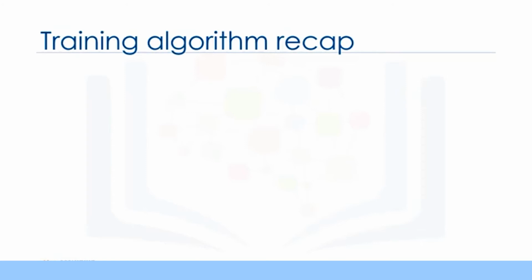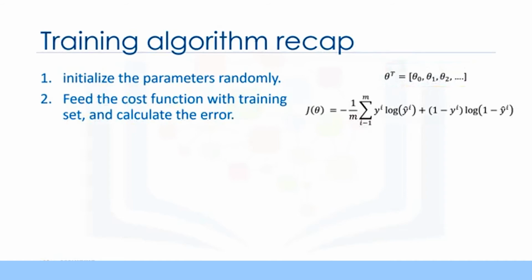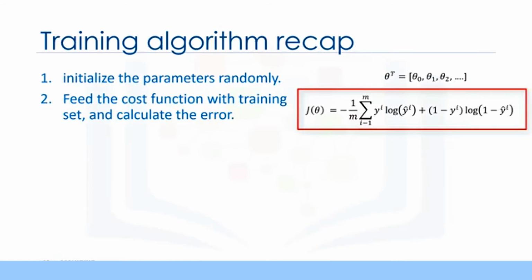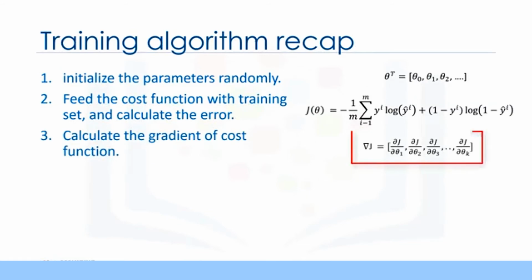Okay, let's recap what we've done to this point by going through the training algorithm again, step by step. Step 1. We initialize the parameters with random values. Step 2. We feed the cost function with the training set and calculate the cost. We expect a high error rate as the parameters are set randomly. Step 3. We calculate the gradient of the cost function, keeping in mind that we have to use a partial derivative. So, to calculate the gradient vector, we need all the training data to feed the equation for each parameter. Of course, this is an expensive part of the algorithm, but there are some solutions for this.